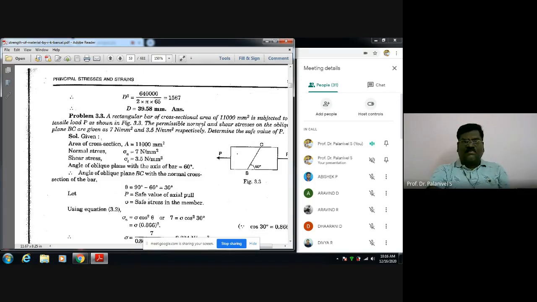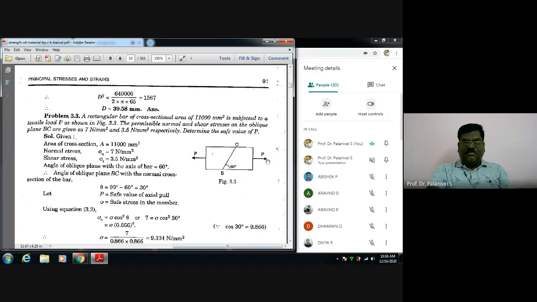A rectangular bar of cross section area 11,000 mm square is subject to tensile load P as shown in figure. The permissible normal and shear stresses on the oblique plane BC are given as 7 Newton per mm square and 3.5 Newton per mm square respectively. Determine the safe value of P. It's another problem. Here you are asked to determine the axial pull, the value of P. Only the permissible stresses are given: the normal stress should not exceed 7 and the shear stress should not exceed 3.5.